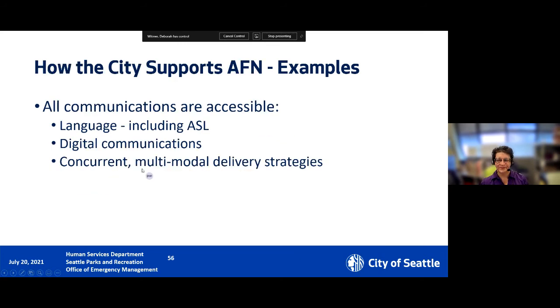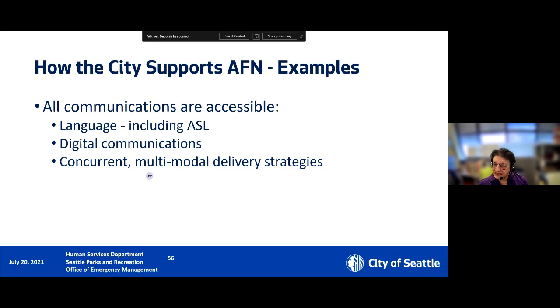There we go. So here are some examples of how the city supports access and functional needs in our emergency response, because this is something that we take very seriously. All of our communications are done in accessible manners, and this means messaging done in multiple languages, including American Sign Language, which is considered a language, digital communications that are accessible for screen readers, captioning included with videos, and press conferences including on-screen ASL interpreters.